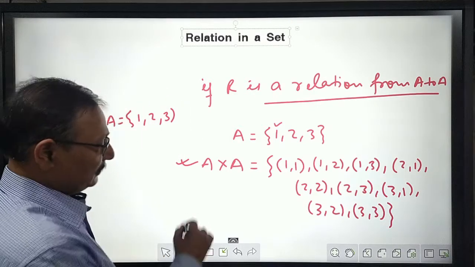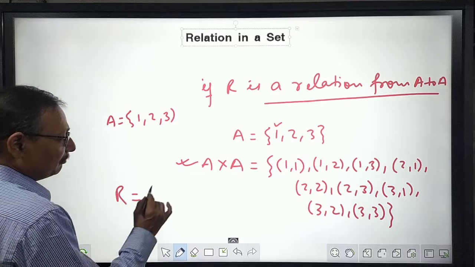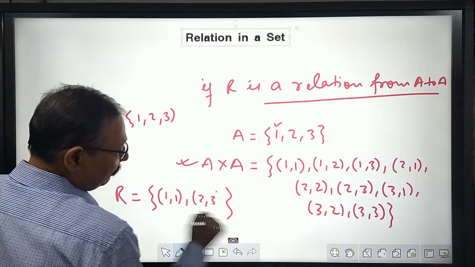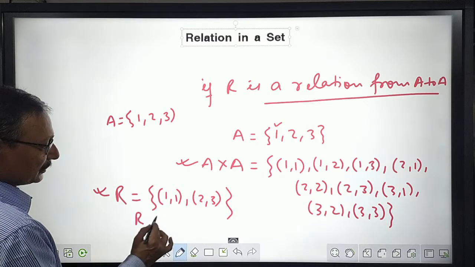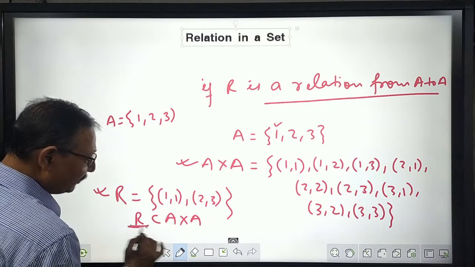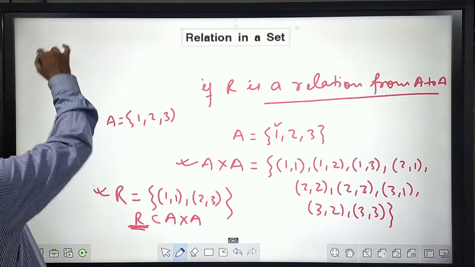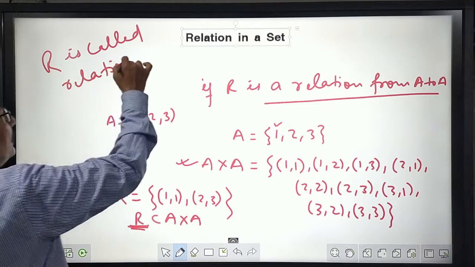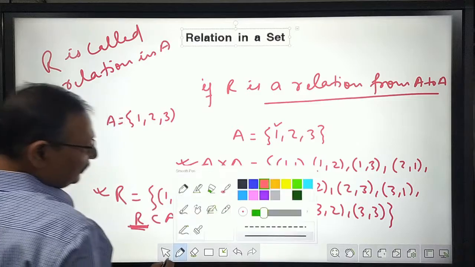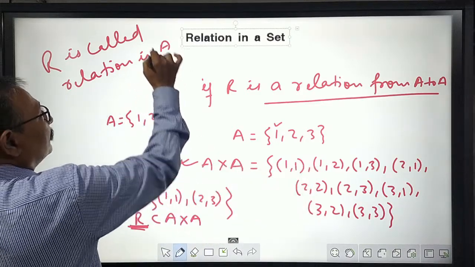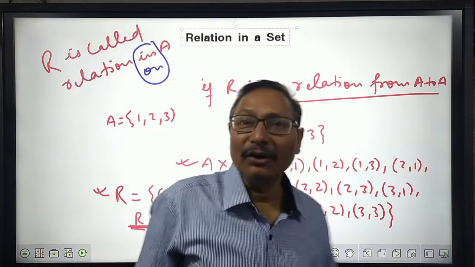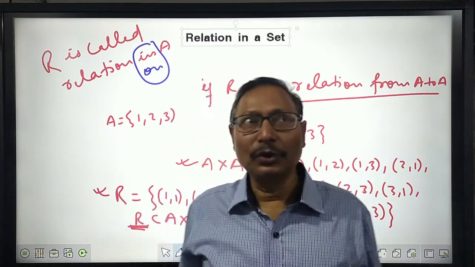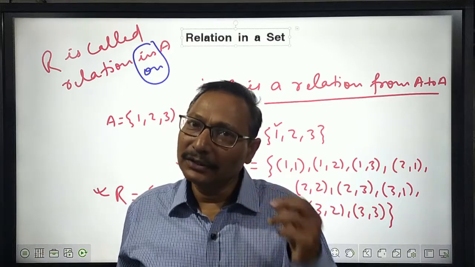Suppose that any set is made by taking some of the elements of these. Suppose that I took 1 1 and 2 3. Okay, so this is clearly a subset of A cross A. Then this R is called a relation in A, or sometimes we say on A. So never bother about this preposition in or on. Actually there is no difference between these two. Here we mean that we are talking about a relation from A to A.